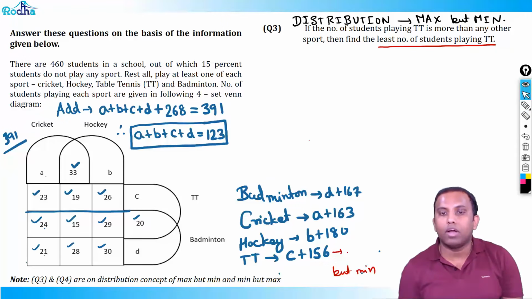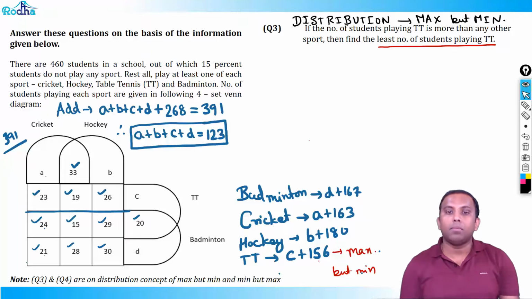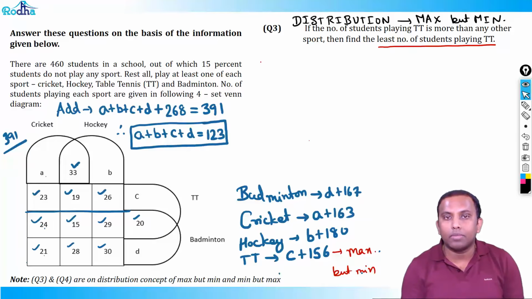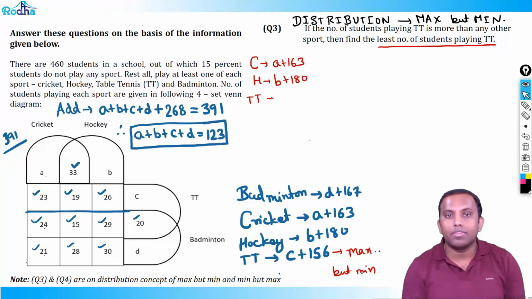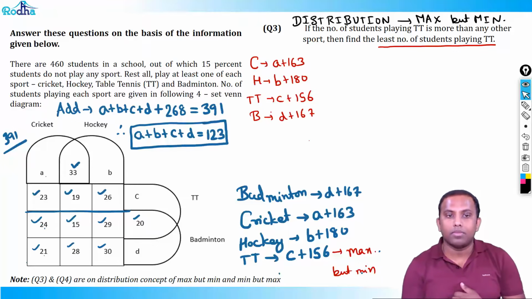So how to find it now? See, we have these variables here. Let me write all these variables here, right? Cricket is A plus 163, correct? Hockey is B plus 180. Then TT is C plus 156, and then badminton is D plus 167, right?